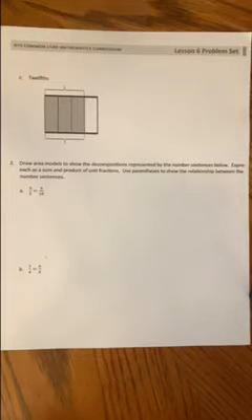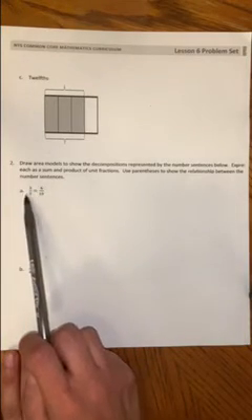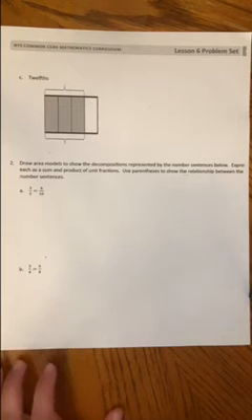I'm going to jump to number 2 because I thought it would be great to practice number 2 together. Let's read number 2. It says, draw area models to show the decompositions represented by the number sentences below. Express each as a sum and product of unit fractions. Use parentheses to show the relationship between the number sentences. Okay, got it.